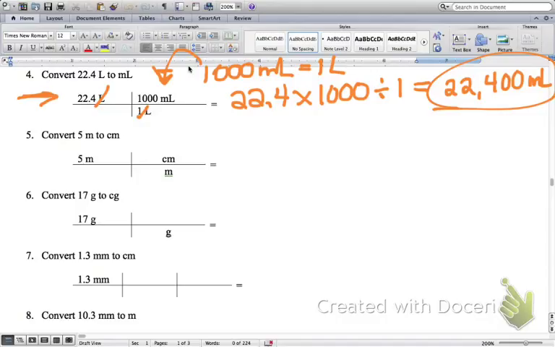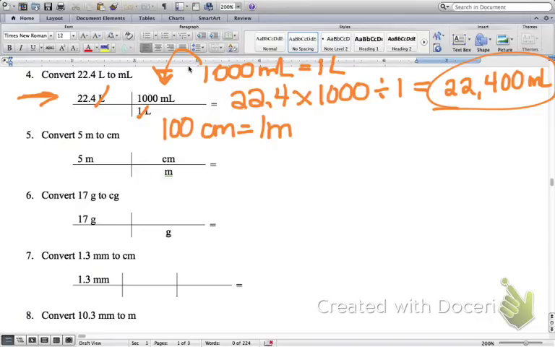So for number 5, you guys have to know how many centimeters are in a meter. In other words, what is the numerical equivalent between meters and centimeters? So what is that value? How many centimeters are in a meter stick? 100. There are 100 centimeters in a meter.